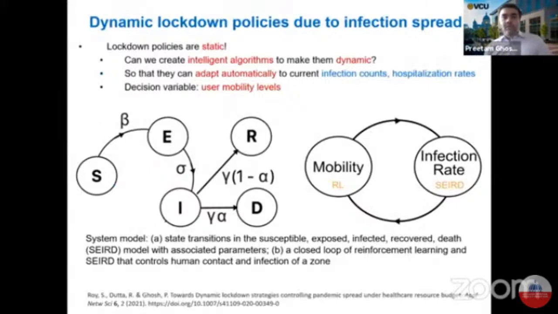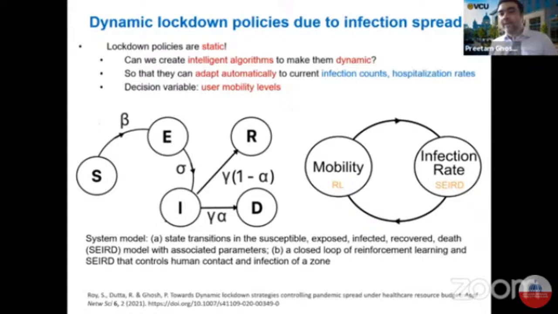Okay, so with that, let's jump into the next interesting part: dynamic lockdown policies due to infection spread. So what is this? This is more futuristic, right? We did not implement dynamic lockdown policies. This is a part of the policy making decisions. This is more on the research side of things. So looking at the problems of lockdown timing, when to impose lockdown, how long our lockdown levels should be, and all that.